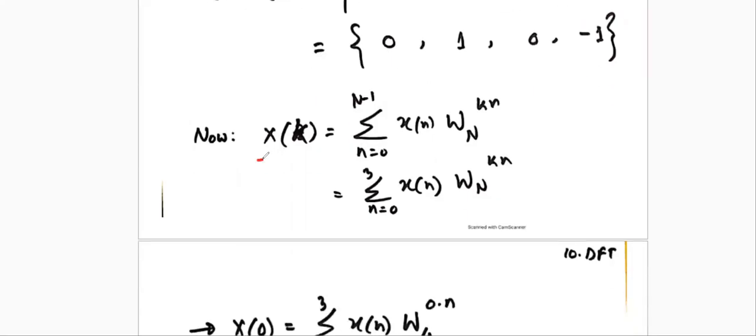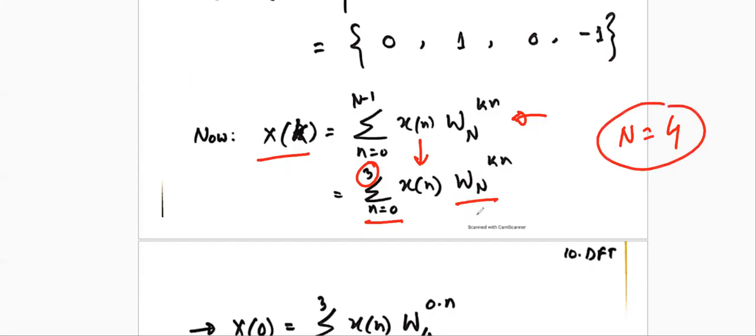Okay, next step, what is xk? So according to the formula, we can write it in general, where capital N is equal to 4, we know that. So this is from 0 to 3, and xn and wn, since we know that N is equal to 4, we can even write w4. Okay, and this is good practice, that w and the subscript should be 4. This is k and n.